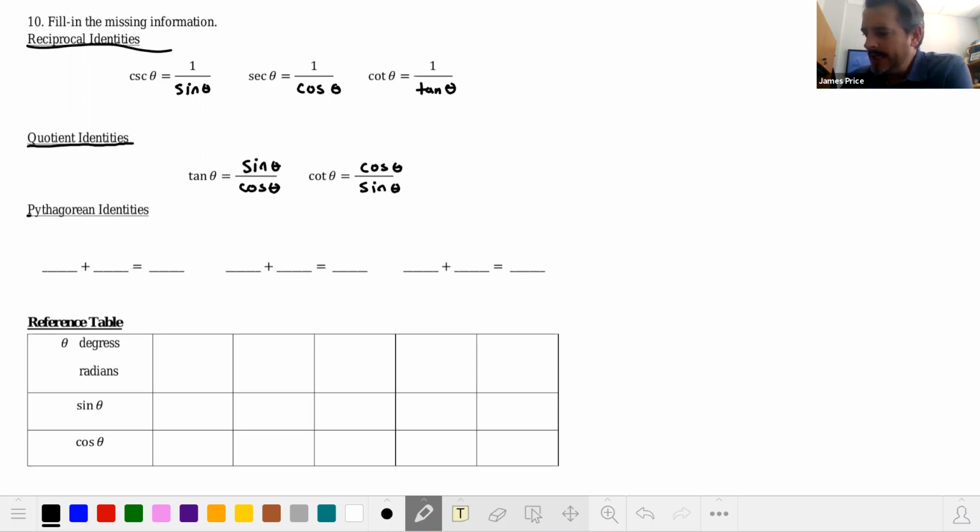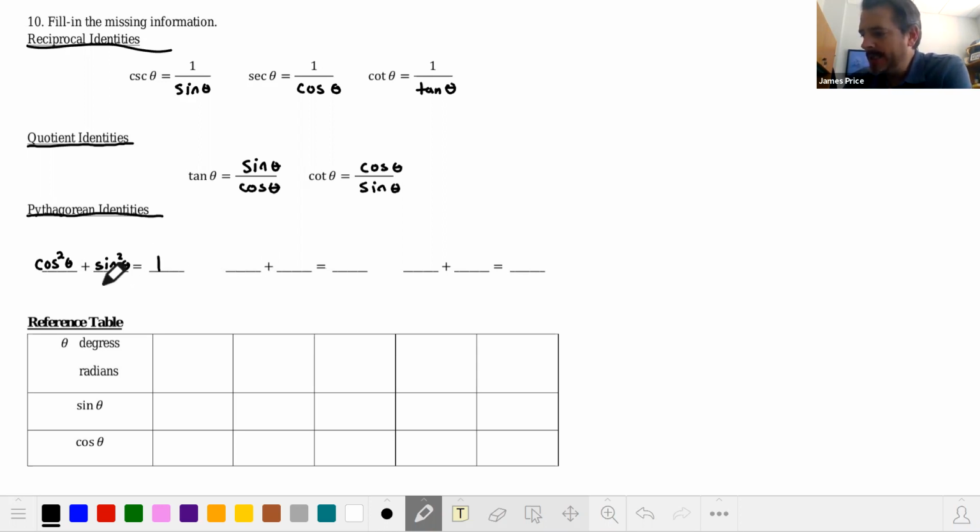And then the Pythagorean identities, these are probably the most famous in some sense, at least the first one here. So the first one is what? Cosine squared theta plus sine squared theta is equal to 1.